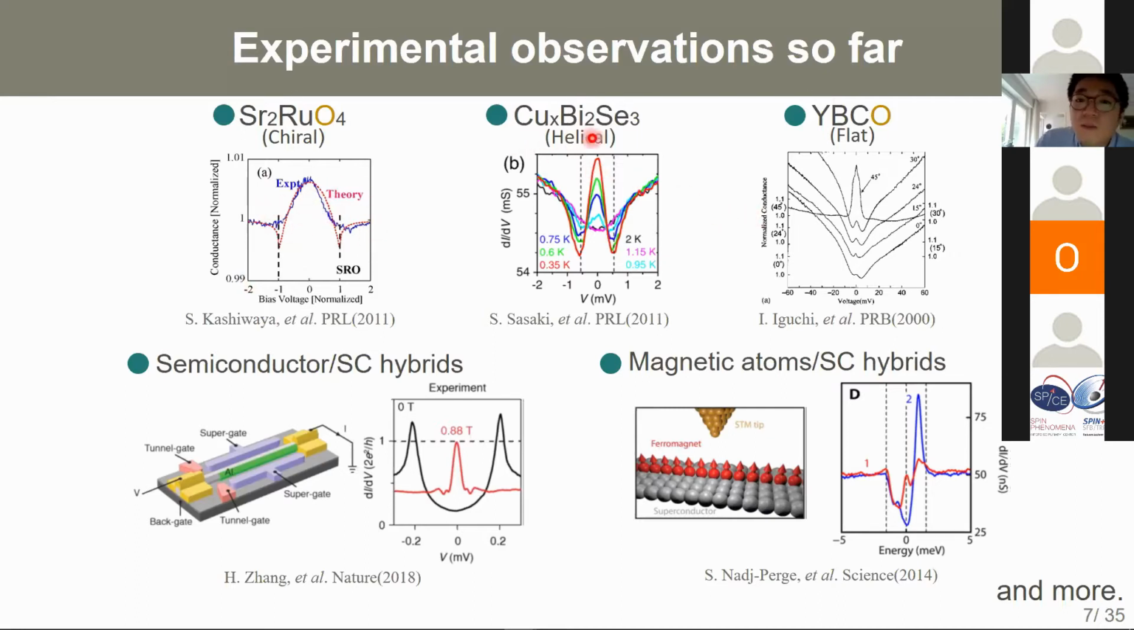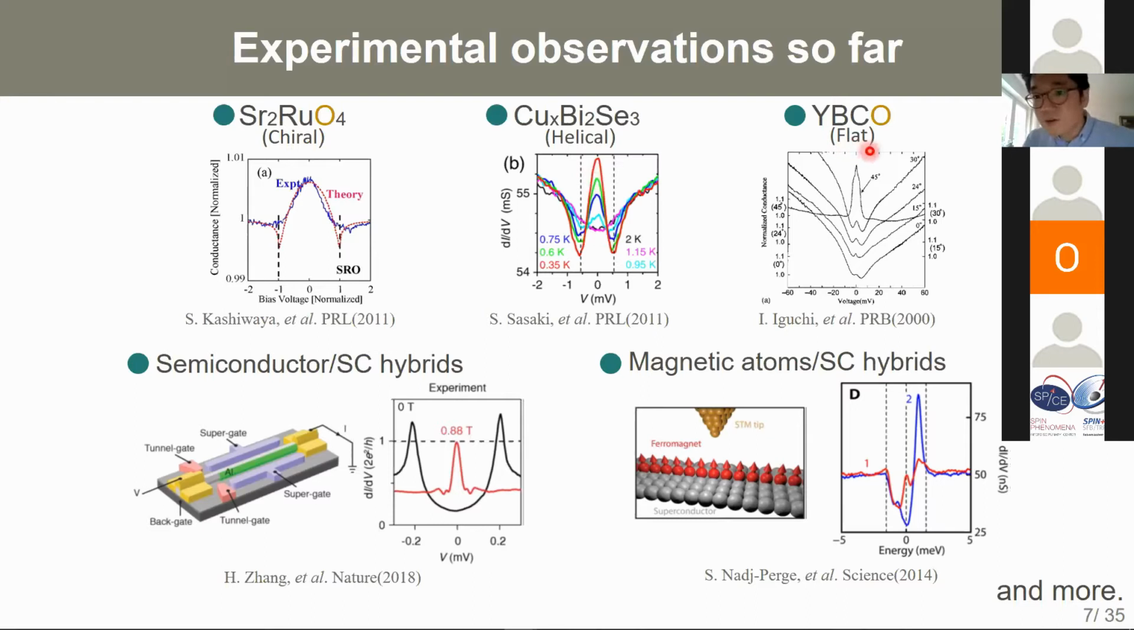And also, copper bismuth selenide is one of the candidates for a topological superconductor. And it is believed that this material exhibits odd-parity nematic superconductivity. And in that case, we can expect helical edge states at the material surface. And actually, a soft point contact experiment shows a prominent peak from this material.